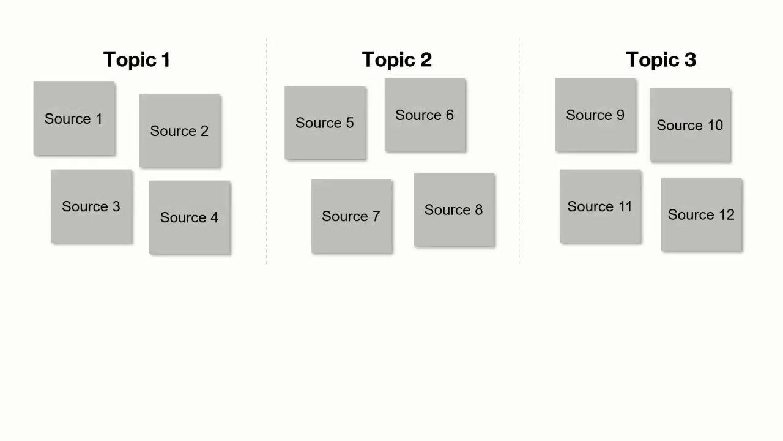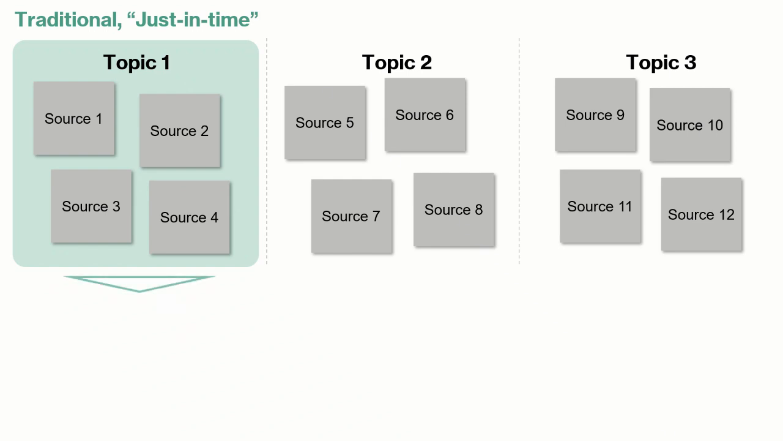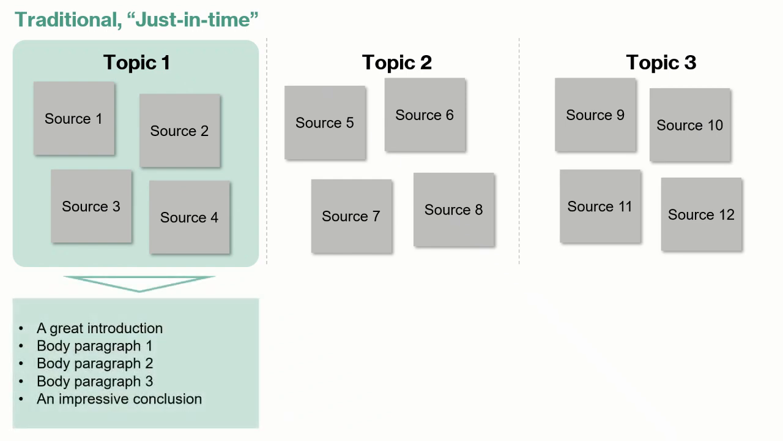So looking at an example of this, say now I have 3 topics and I have 4 sources in each topic. If I look at these sources, they will be the raw materials that I'm trying to process. So the just-in-time approach, or the traditional writing approach, will look at only one topic that is relevant to the outcome that is required. So this is now just using an example, and the outcome is very much direct. It's your essay with a great introduction, body paragraph 1, 2, 3, and an impressive conclusion. The finished piece or the product is very predictable.